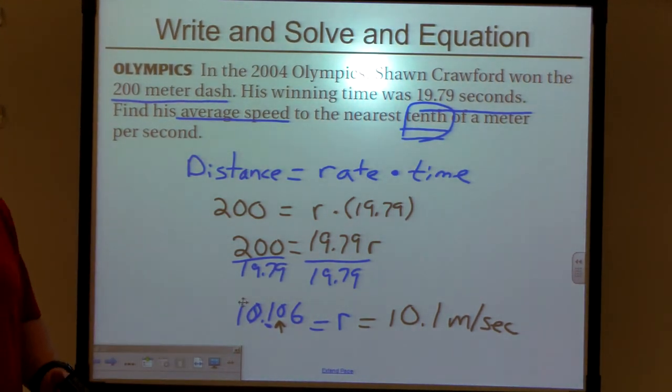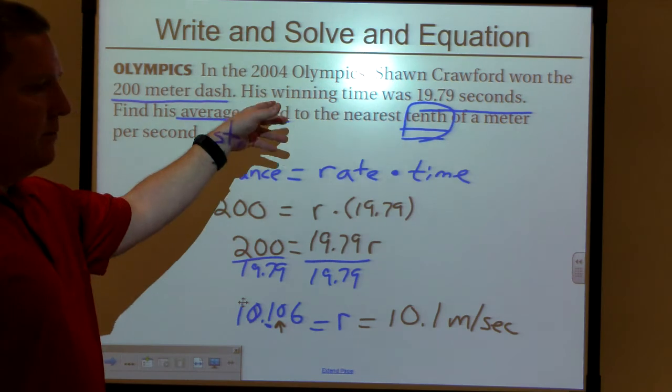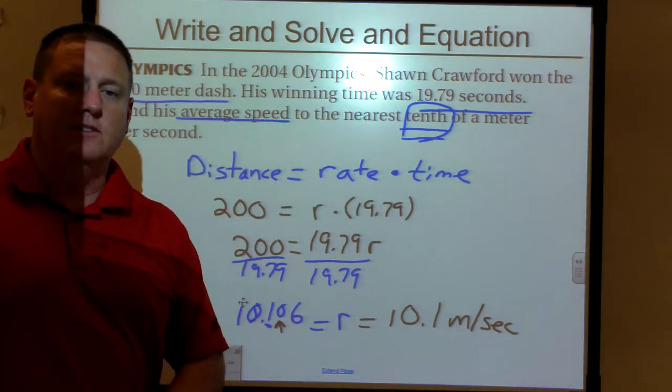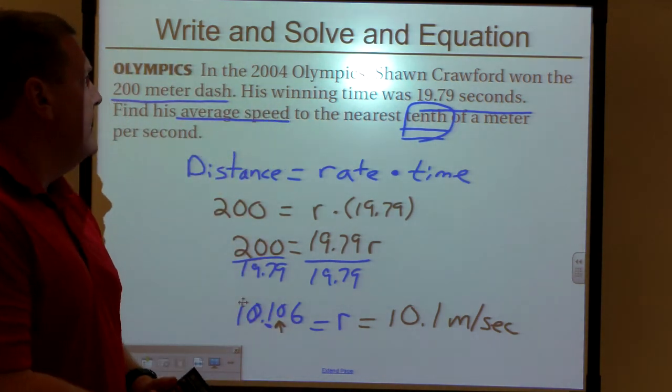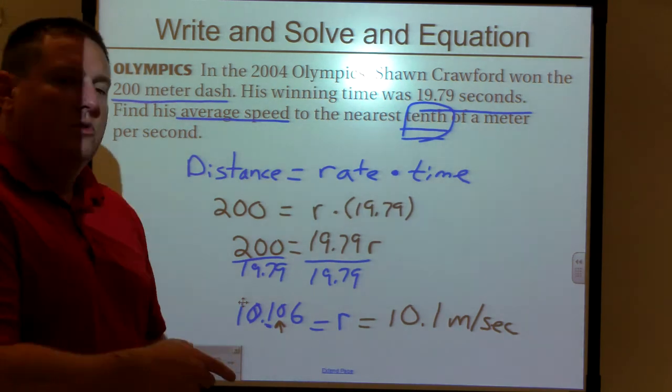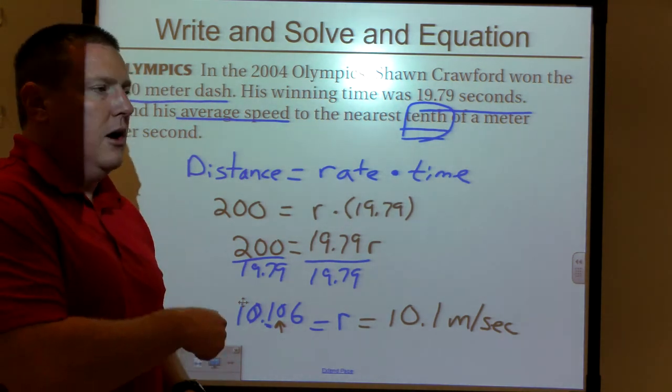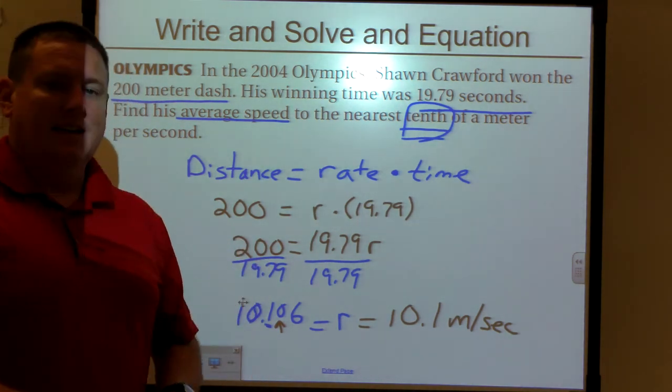There are a couple other problems in the textbook, so if you want to go ahead and take a look at some of the word problems or a couple of the other one-step equations, go ahead and do so. Just keep in mind that the rules we did here for equations also apply to inequalities, the exact same rules.